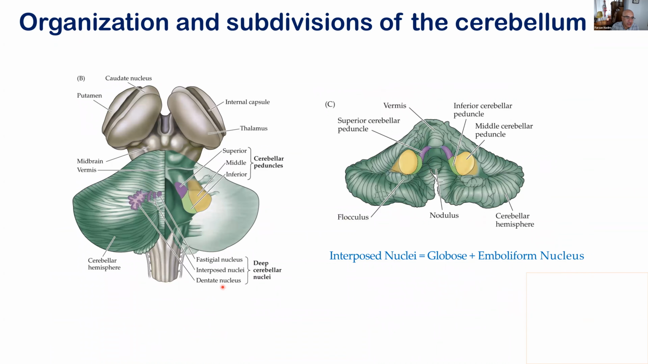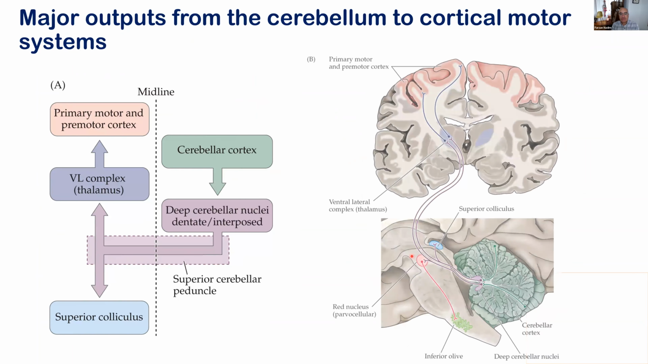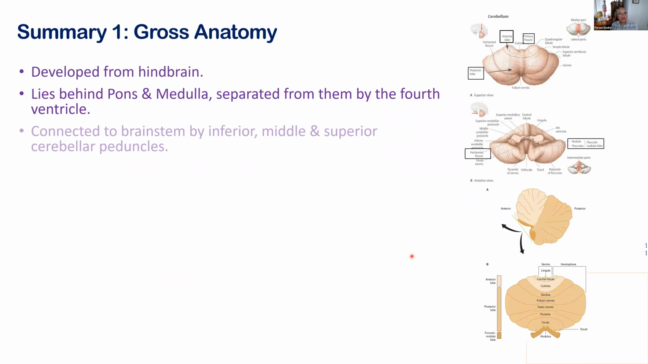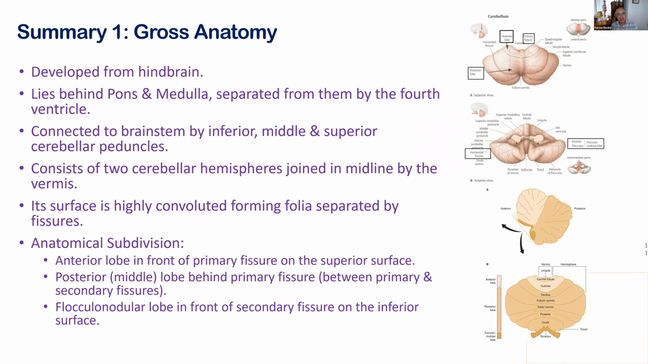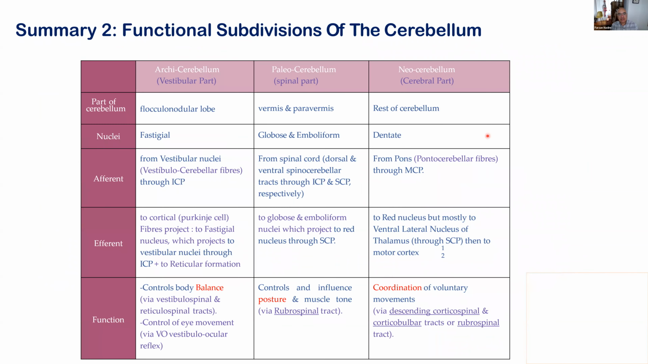Yeah, so the interposed nuclei, the one that is round is the globus. The one that is somewhat longer is the vermis. So globus and is the emboliform. Globus and emboliform nuclei are the same as the interposed nuclei, which are sitting in the center. So if you can forget everything and just look at the summary, that should basically summarize this.